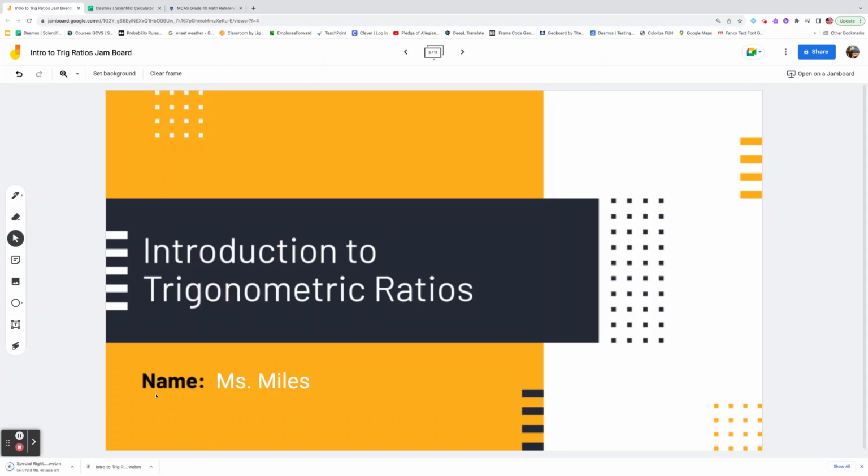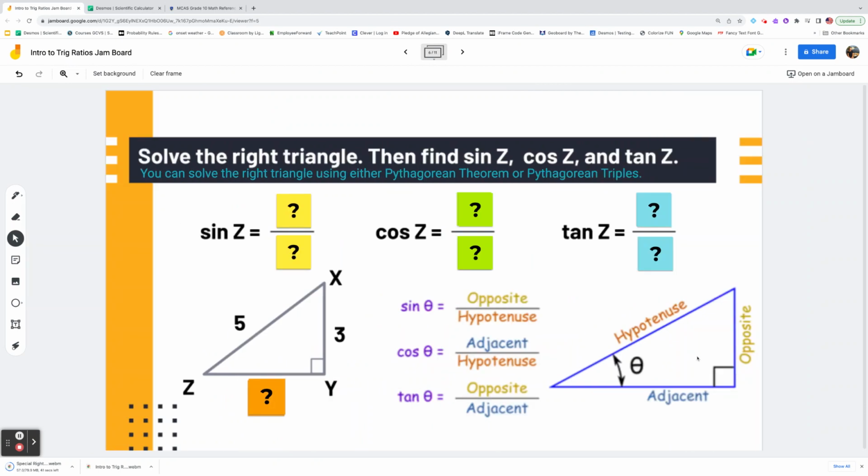Welcome back to our lesson on Introduction to Trigonometric Ratios. What we'd like to do is figure out, in this right triangle that's shown, what is the sine of z, the cosine of z, and the tangent of z. We can solve the right triangle first using the Pythagorean theorem or Pythagorean triples. Once we have the three sides of the right triangle, we can figure out the sine, cosine, and tangent of this acute angle z.